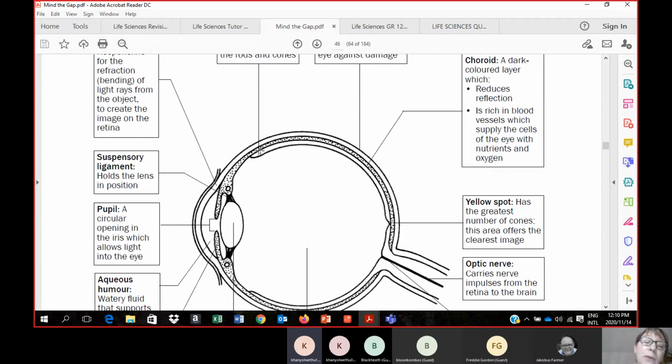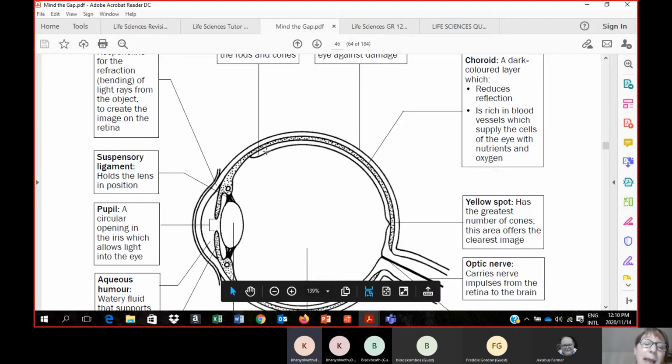Then this part over here is called the choroid, and the choroid contains dark pigment which absorbs light rays and prevents them from being reflected inside the eye. And then it also contains lots of blood vessels which provide nutrients to your photoreceptors and so on.